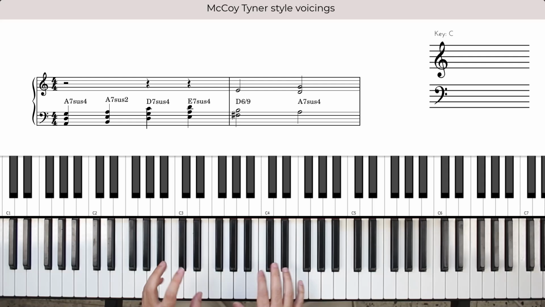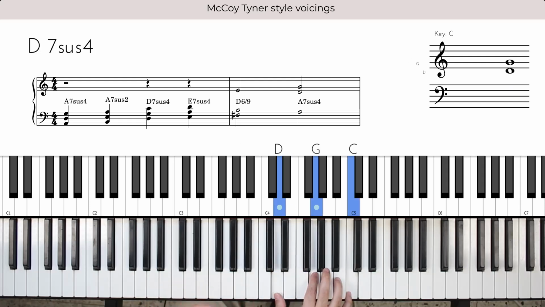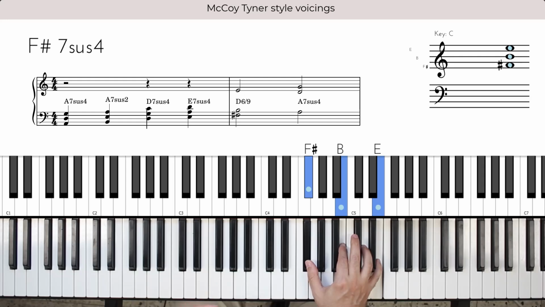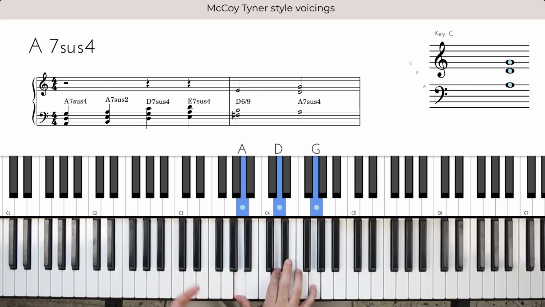And you can already hear this kind of McCoy Tyner-like modal harmony feeling coming out of this. It's kind of interesting to think about what these different voicings mean. And I've put on the screen some interpretations. Again, I've shown you how you can interpret each voicing in fourths in different ways.